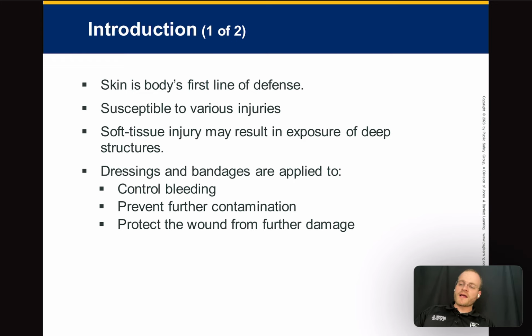But of course, the skin is not invincible, and so it can be injured, and we face a lot of lacerations and abrasions and avulsions or burns, and that's what this chapter talks about. Soft tissue injuries may result in exposure of deep structures. The interesting thing about soft tissue injuries is they're gruesome, and this tends to rattle people. When you see someone who's eviscerated or someone who has a very deep laceration to the arm or especially the face, it's very scary because you've probably never seen that before in real life. This can be overwhelming for some people, but dressings and bandages are applied to control bleeding and prevent further contamination, mainly from bacteria, and to prevent the wound from further damage from the environment, through heat loss or blood loss, or through further tissue damage, like tearing and ripping.